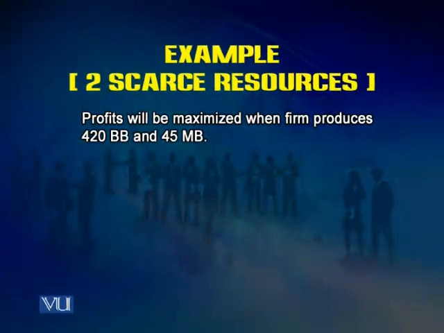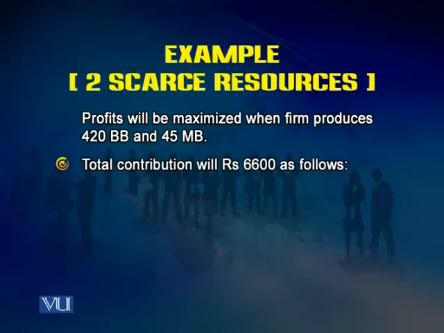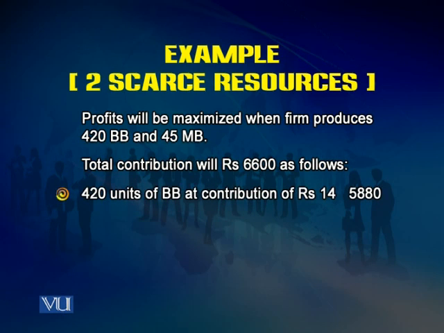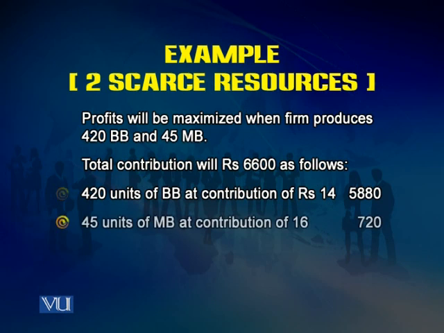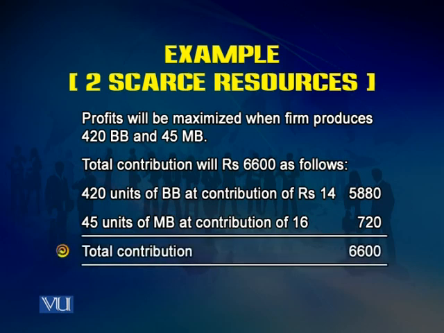Profits will be maximized when the firm produces 420 BB and 45 MB. Total contribution will be rupees 6,600 as follows. 420 units of BB, with a contribution of 14 per unit, gives a contribution of 5,880. And 45 units of MB at a contribution of 16 per unit gives a contribution of 720. The total contribution is 6,600.